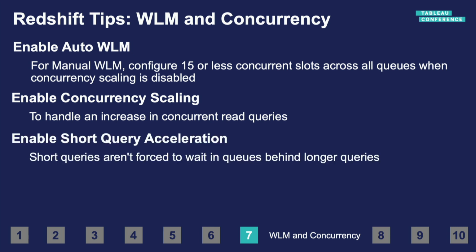There's also another feature called short query acceleration, and that is similar to the example I did with the extracts. If there are multiple queries, and Redshift does the analysis and realizes that one of these queries is going to take longer, it lets the shorter queries finish first, and then processes the long query. So you want to enable that.